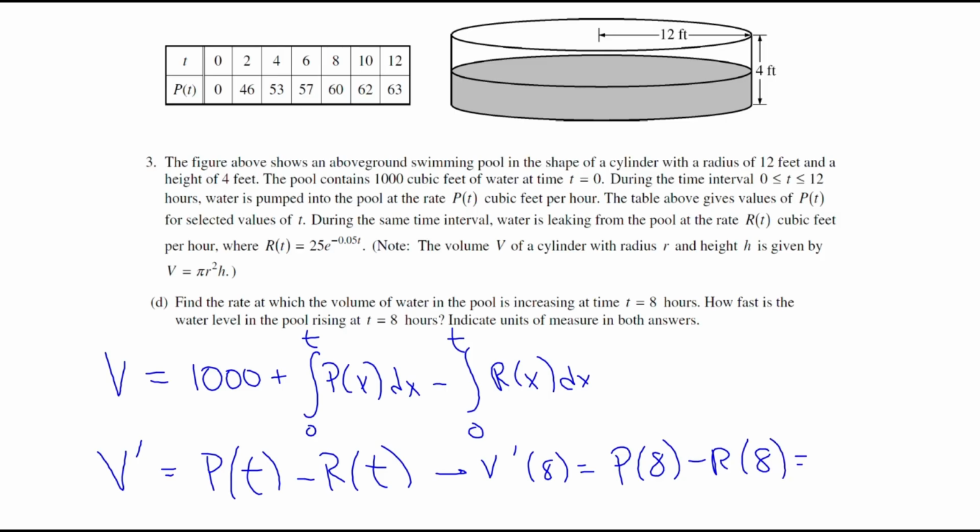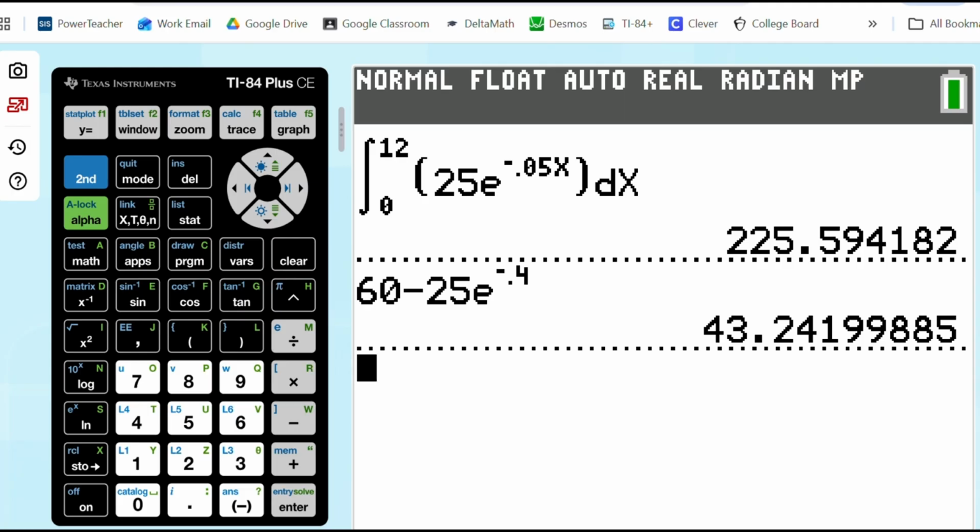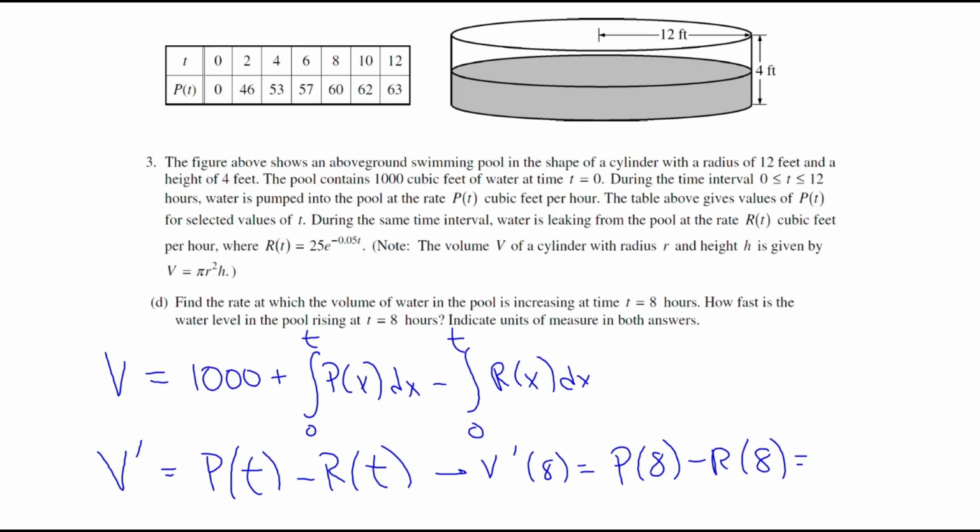And of course, P of 8 is 60. And R of 8 we'll get from plugging it into our function there. So we'll just use our calculator here. P of 8 we knew to be 60. And R of 8 is 25 e to the negative 0.05 times 8. Well, negative 0.05 times 8 is negative 0.4. And so we just need to calculate what that is. And it is 43.242. And our units here are feet cubed per hour. It says include units of measure in both answers, so that's going to be feet cubed per hour.